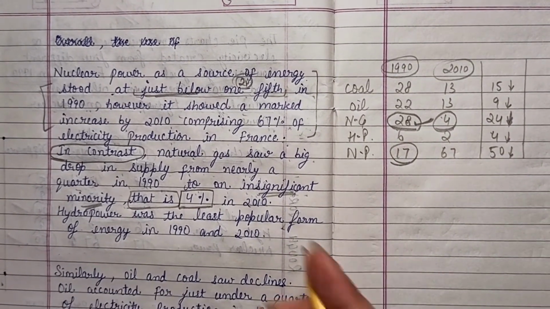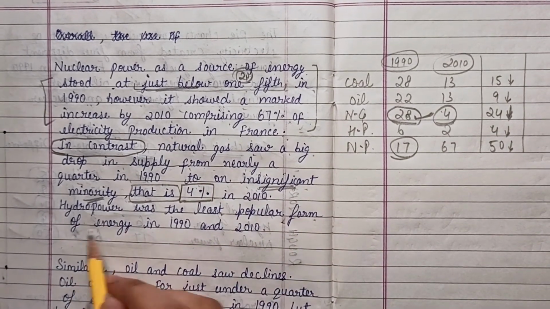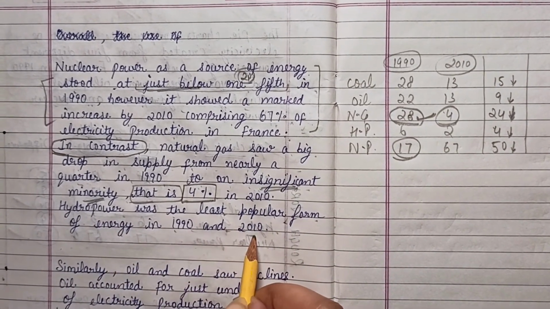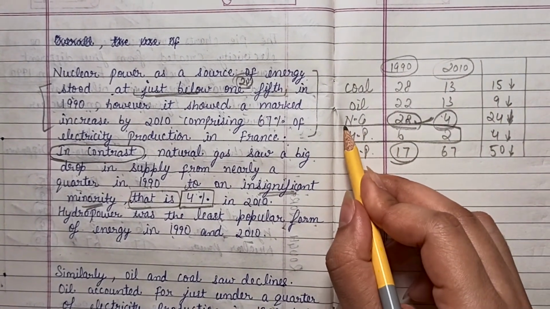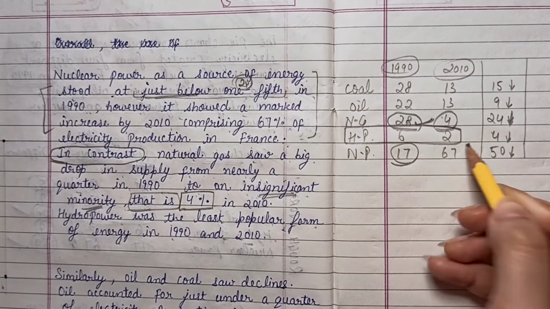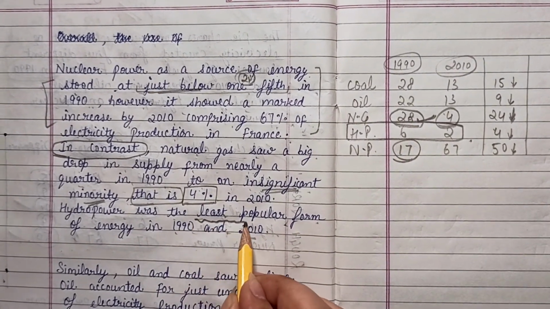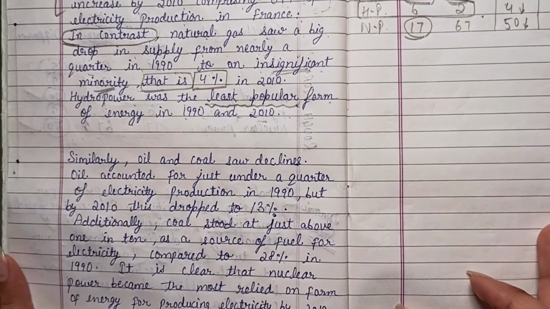Moving on to the next. Hydropower was the least popular form of energy in both the years. You can see here 6%, and in 2010 it was 2%. There was no major difference. So the least popular. Moving on to the next BP.